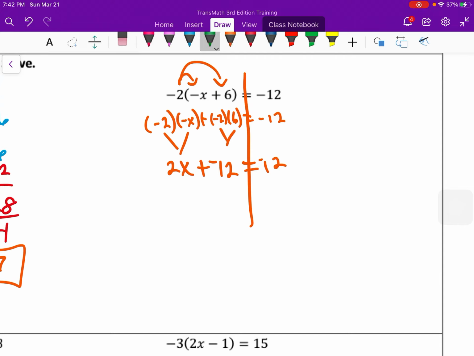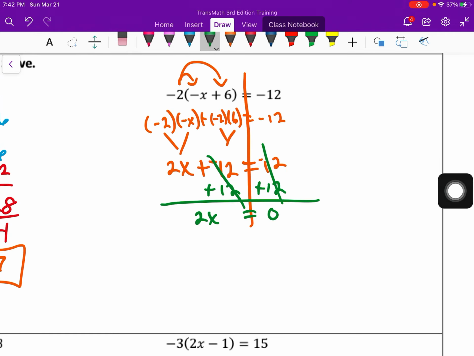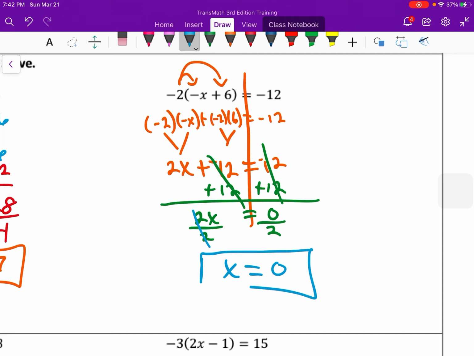From here now, we're going to want to add 12 to both sides since it is plus a negative 12, so the inverse would be to add a positive 12 to both sides. Look at that. This difference is 0, so it's 2x equals, this difference is also 0. So we're left with 2x equals 0, where now when we divide both sides by 2 to get x by itself, we have x equals 0 divided by 2, and 0 divided by anything is just 0.